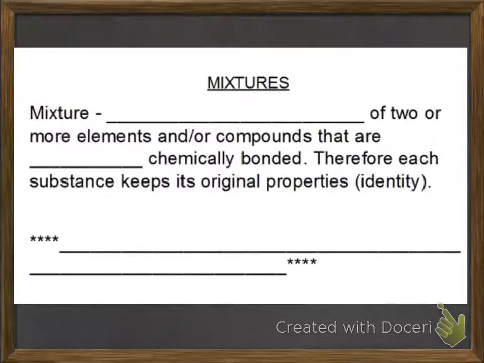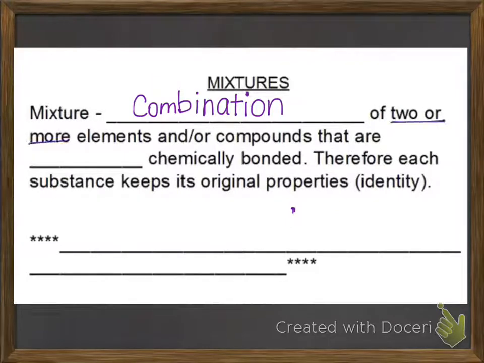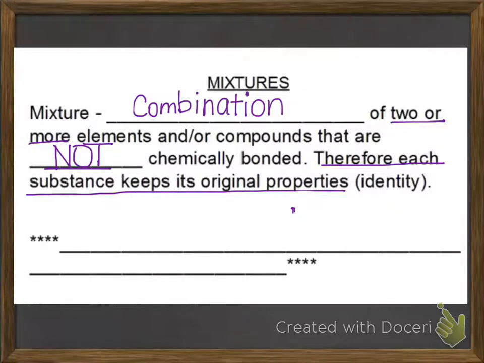Okay, now we're going to look at mixtures. A mixture is a combination of two or more elements. And it's important, I want you to underline two or more elements and/or compounds that are NOT, all caps for me, chemically bonded. Therefore each substance keeps its original properties or its identity.